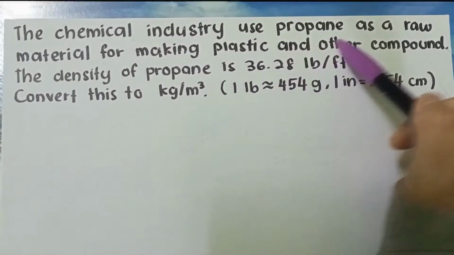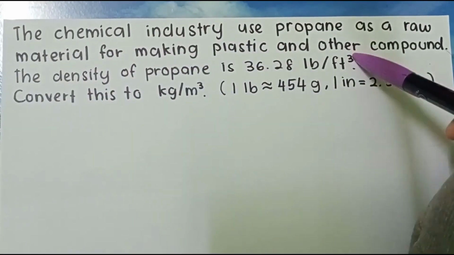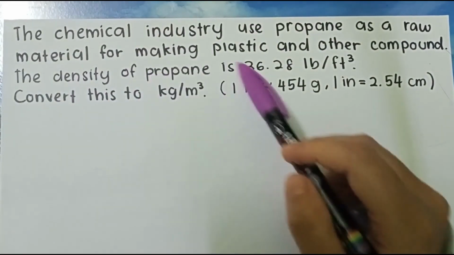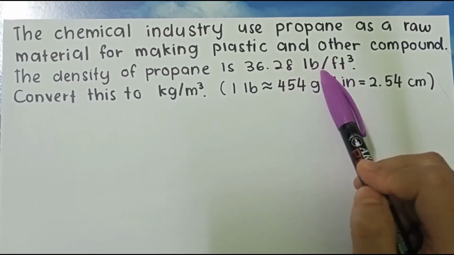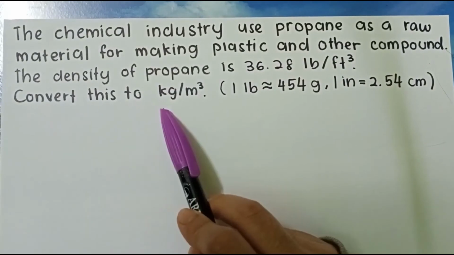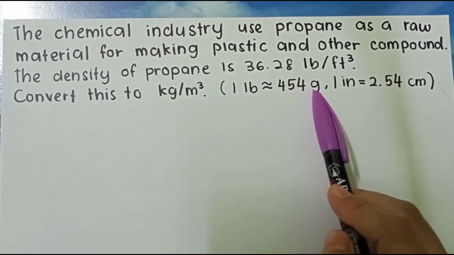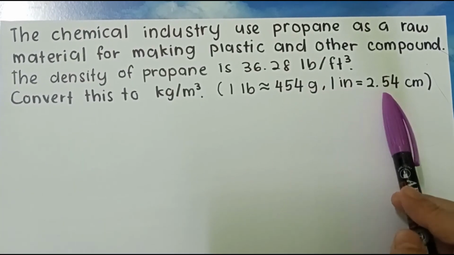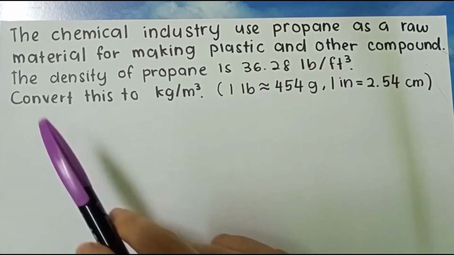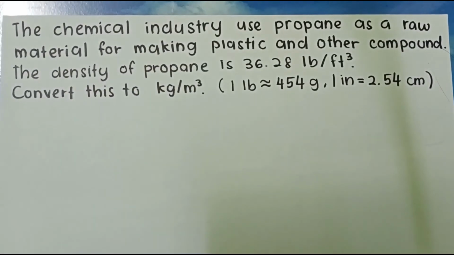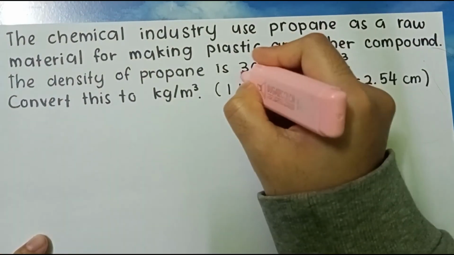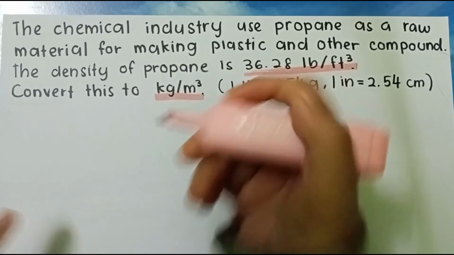The industry uses propane as a raw material for making plastic and other compounds. The density of propane is 36.28 pounds per cubic feet. Convert this to kilograms per cubic meter. It's given that 1 pound equals 454 grams and 1 inch equals 2.54 centimeters. Okay, first we need to know what we want to convert. We want to convert this to this unit.